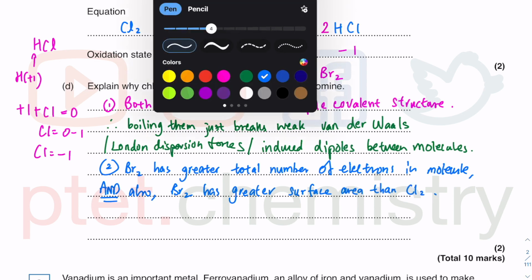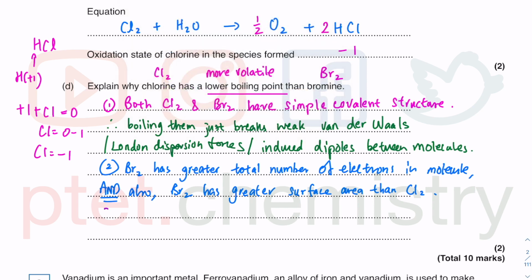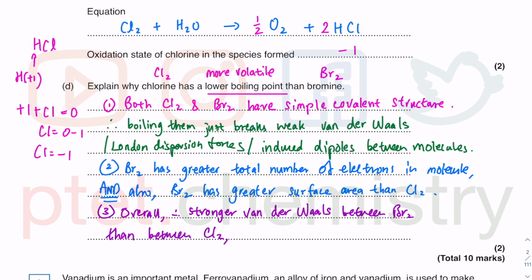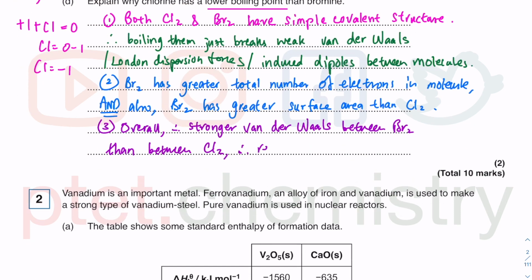So overall, what we can establish there really is stronger van der Waals, stronger induced dipoles, stronger temporary dipoles between Br2 than between Cl2, therefore requiring more energy to break. And if you require more energy to break, your boiling point is going to be a little bit higher for the bromine.